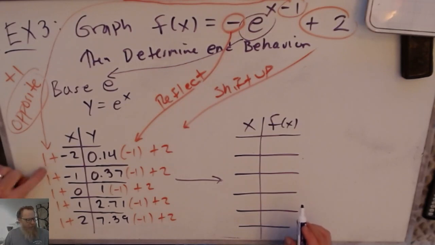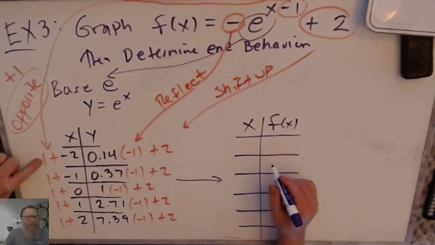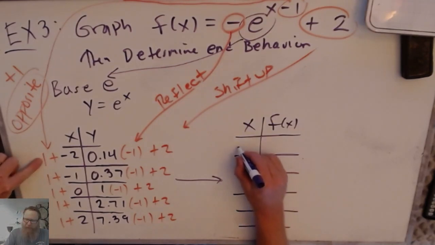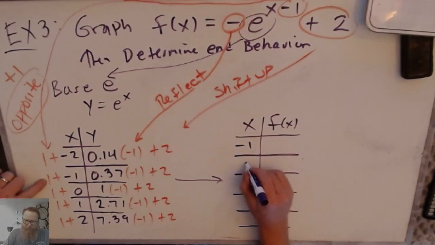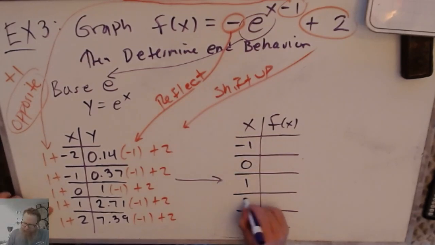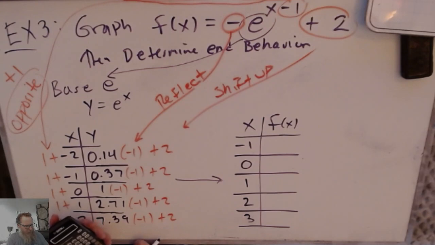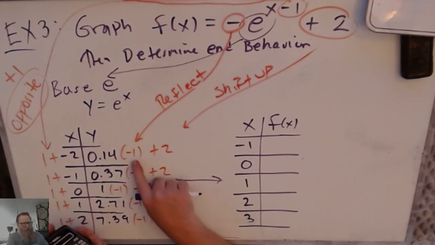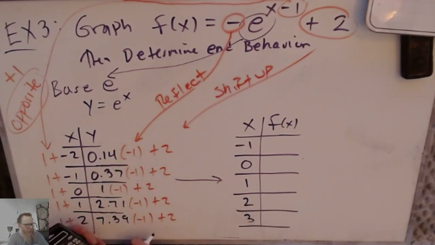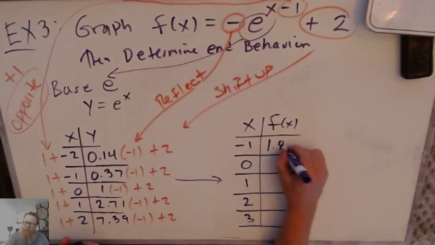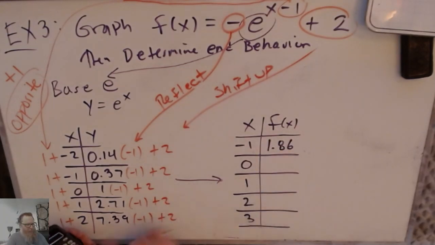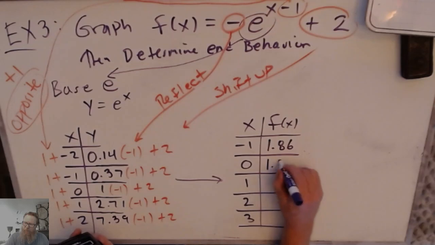All right. Let's go down the list here. So I like to do all my x's. So 1 plus negative 2, that's negative 1. That's 0, that's 1, that's 2, and that's 3. The y's might require a little calculation. So negative 1 times 0.14 plus 2, 1.86. 0.37 times negative 1 plus 2, 1.63.